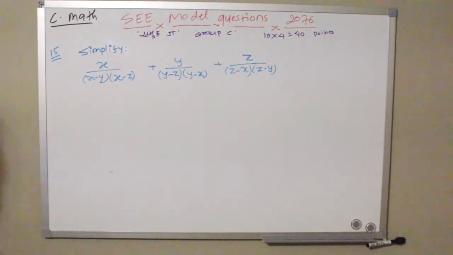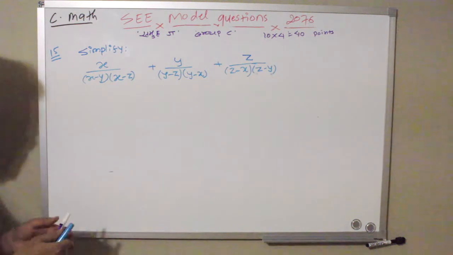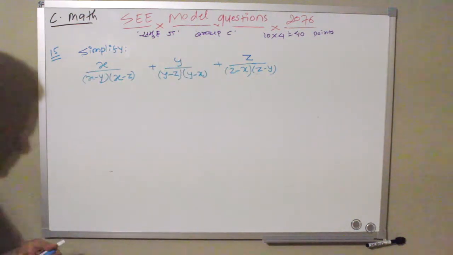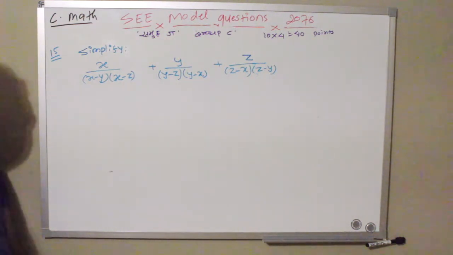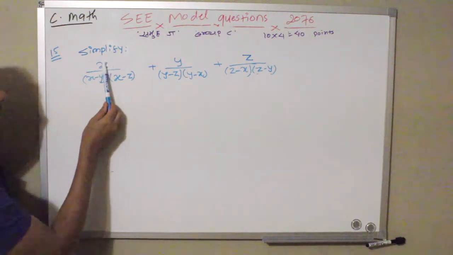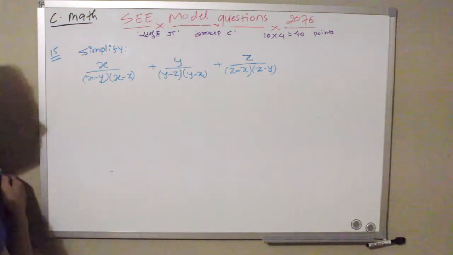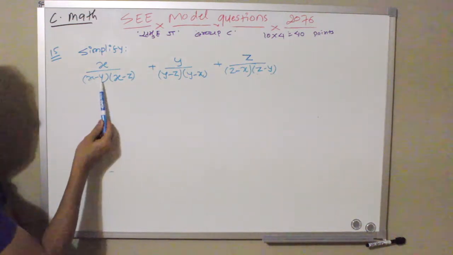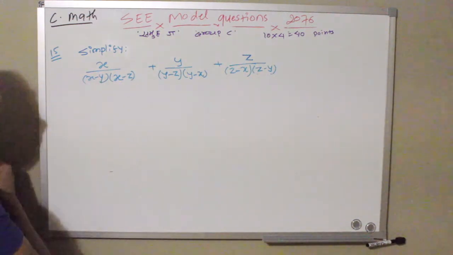Okay, now we are in question number 15. The question says simplify this term. Now the point you have to pay attention to: look at here. In the upper part we can't do anything, right? In the bottom part, look at here. There is x minus y, x minus z.